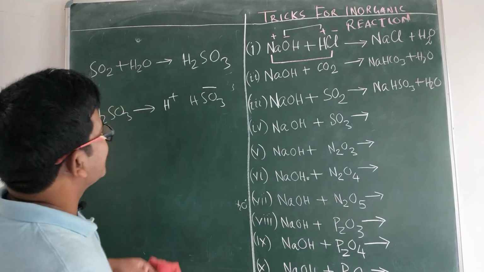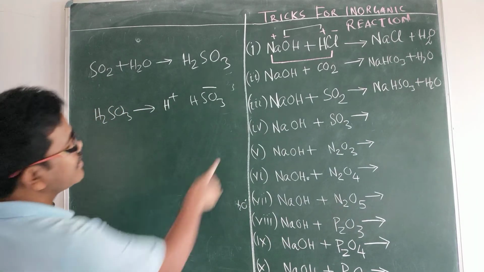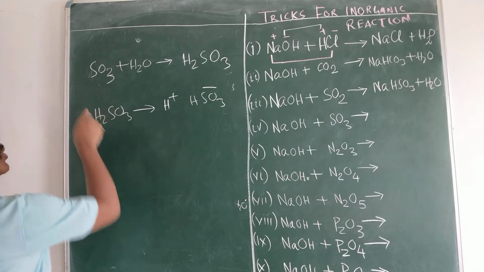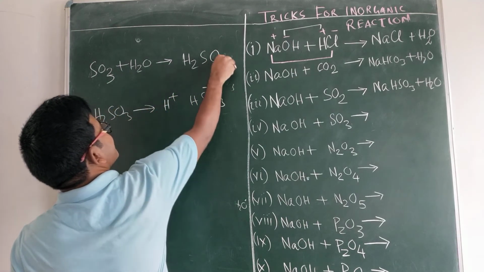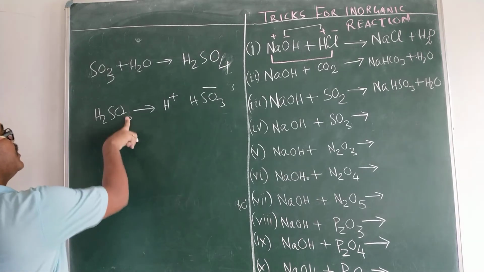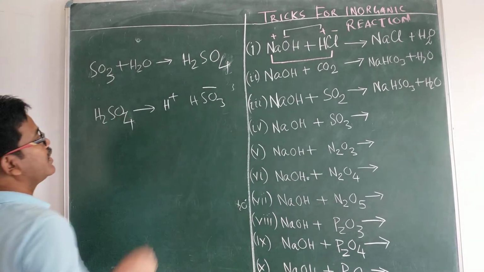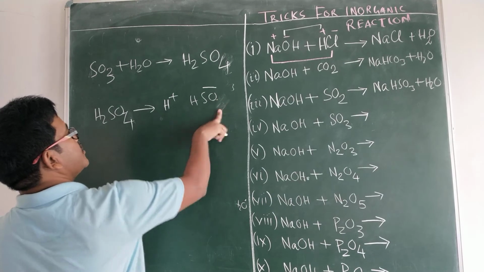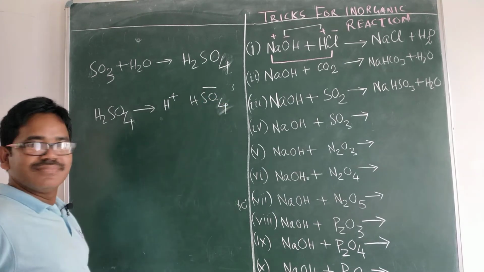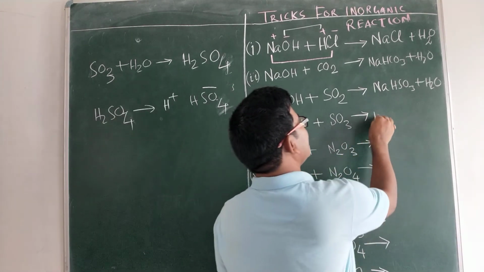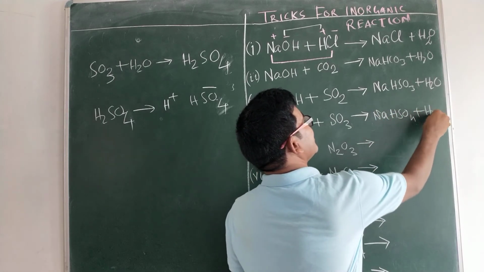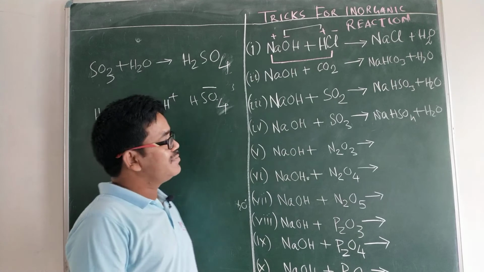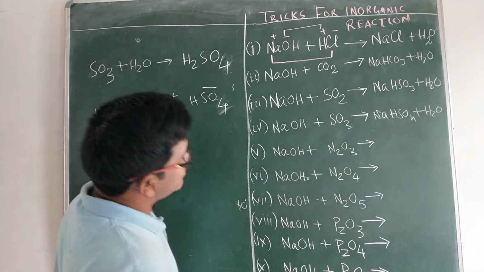Similarly, go for the next one. Fourth one, this is SO3 plus water. What will happen? It will be your H2SO4. H2SO4 can be written as what? H plus and HSO4 minus. Therefore, what will be the final product? NaHSO4 plus water. Go for the next reactions.